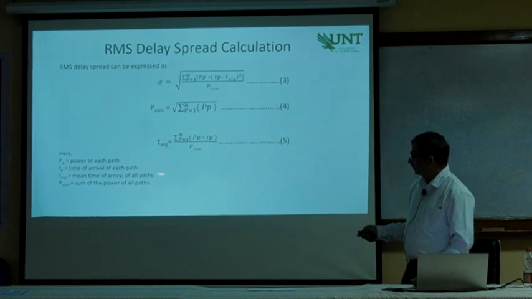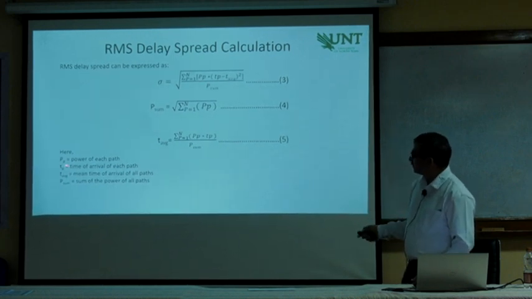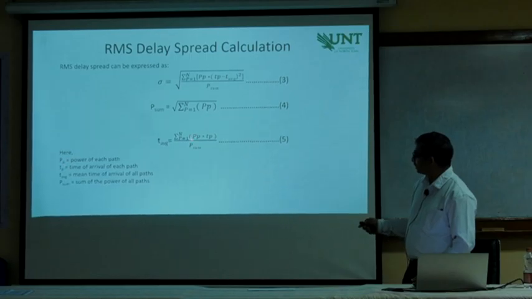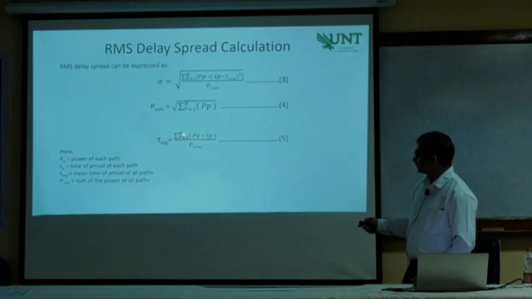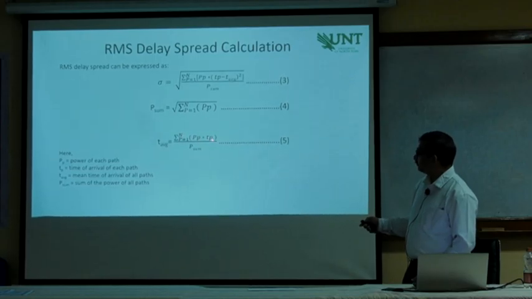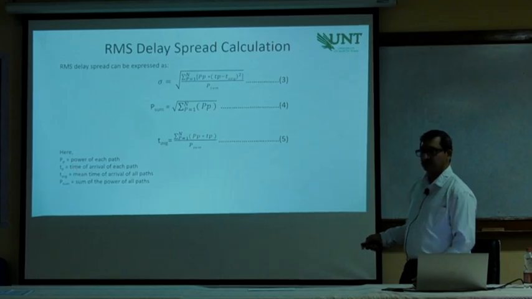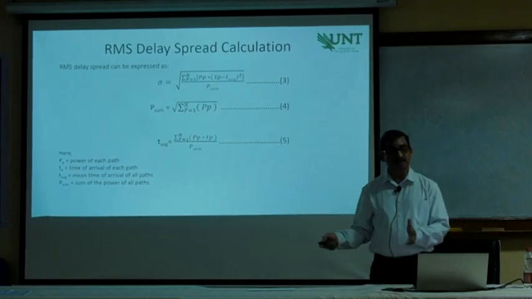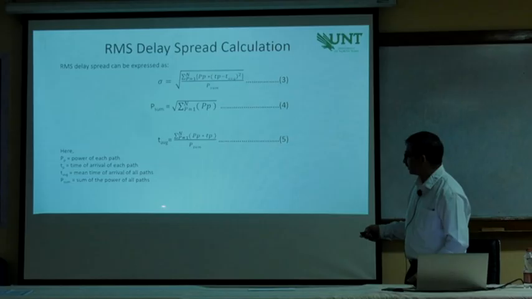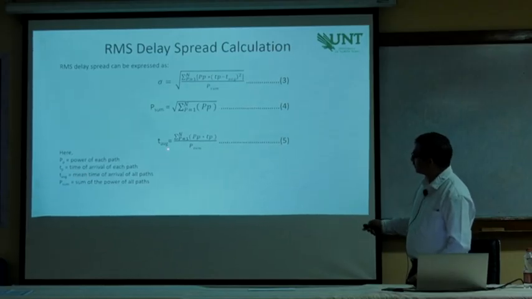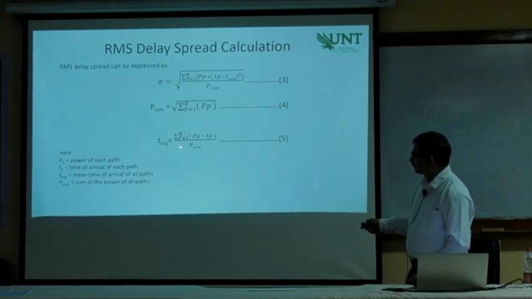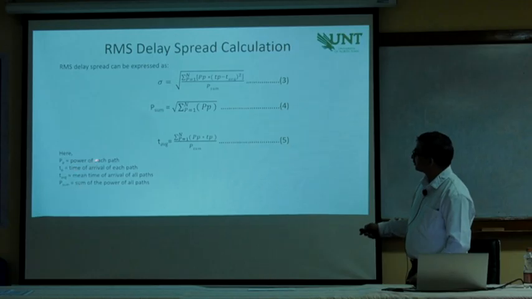Okay, the time of arrival. So P sub P is the received power for n paths, and Tp is the time of arrival. Each non-line of sight path will be received at different times, and then she is computing the mean arrival time, and here is the RMS delay spread.